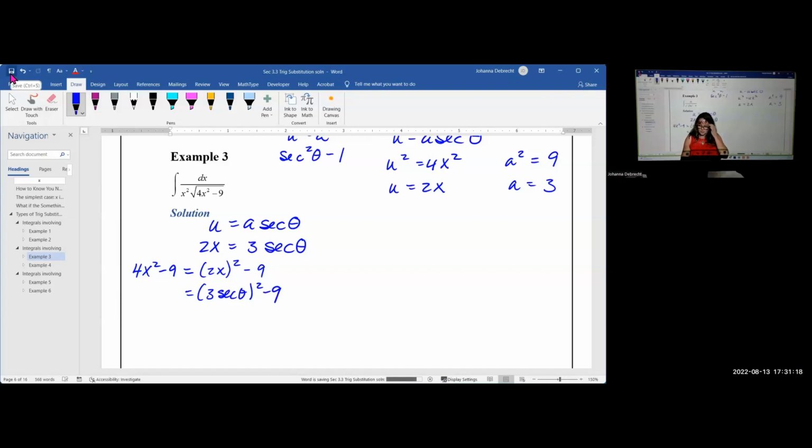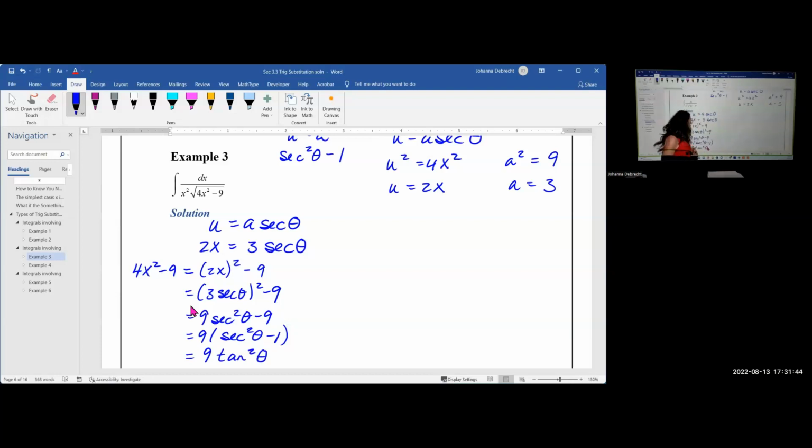Now what do I want to do? Well, I'm going to square that to get 9 secant squared of theta minus 9. Factor out the 9. I get secant squared of theta minus 1, which is what I was supposed to get, right? That's what it reminds me of. And I can replace that with tangent squared. So now I have replaced something that was 2 terms in terms of x into something that's 1 term in relation to the independent variable of theta.